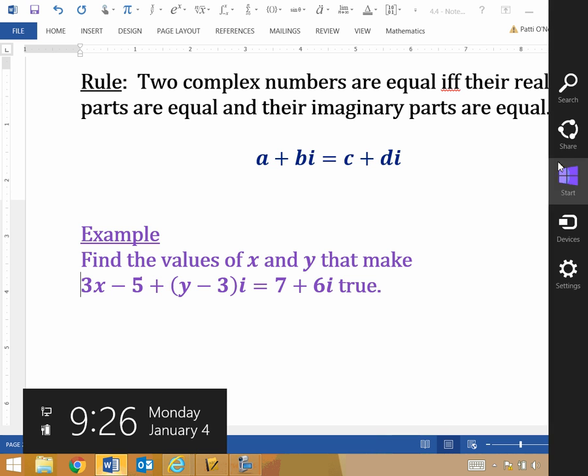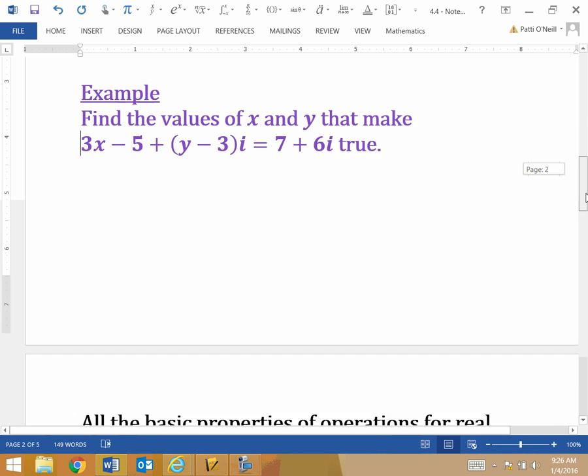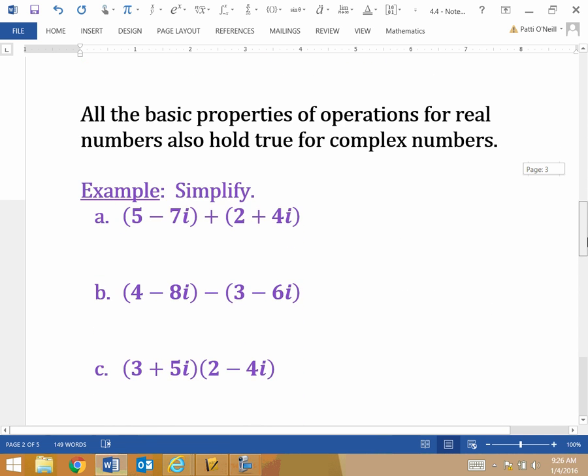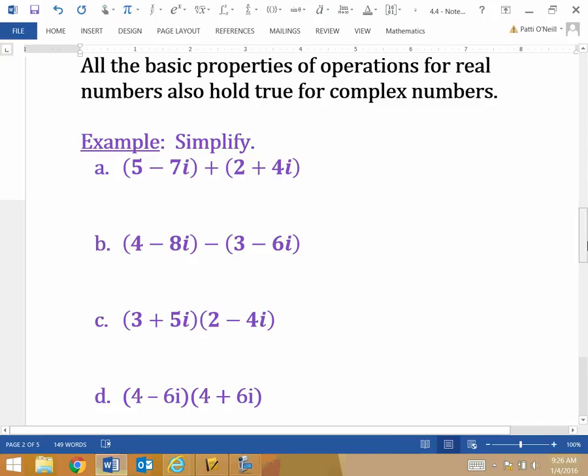Pretty quick and easy bit of information here. When we work with complex numbers, all of the basic properties that we had for real numbers, like the associative property, addition and subtraction properties, commutative properties, all those types of properties hold true for complex numbers as well. So the next 4 examples actually just look at some of the basic properties that we used in the real number system and just translate them over to the complex number system.